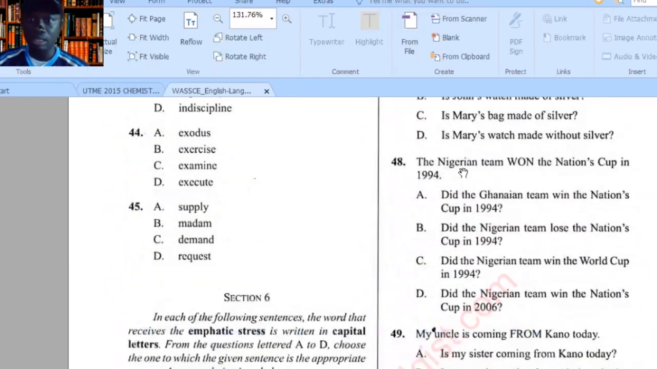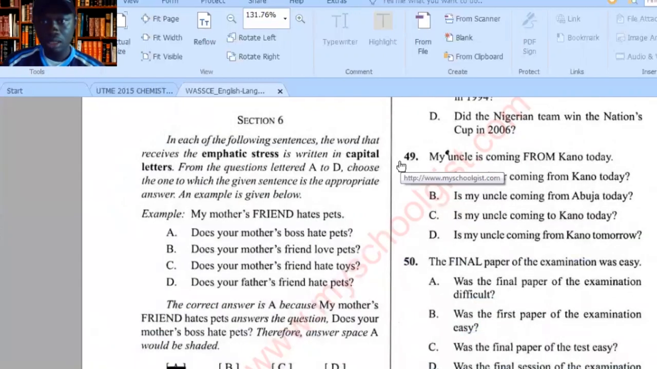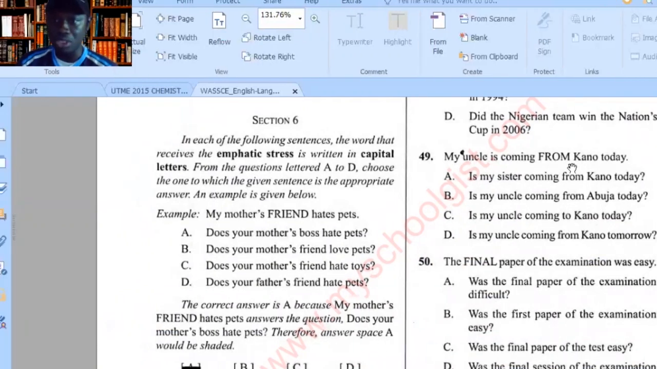Question 48, the Nigerian team won the Nations Cup in 1994. Won. Win, lose, win, win. Option B is correct because it contains the opposite of the word won. Question 49, my uncle is coming from Kano today. So let's go. From, to, from. The correct option here is to, because it does not contain the stressed word here, from. My uncle is coming from Kano today.